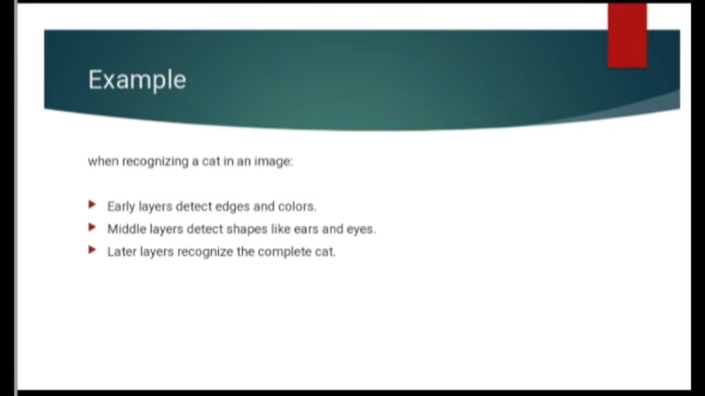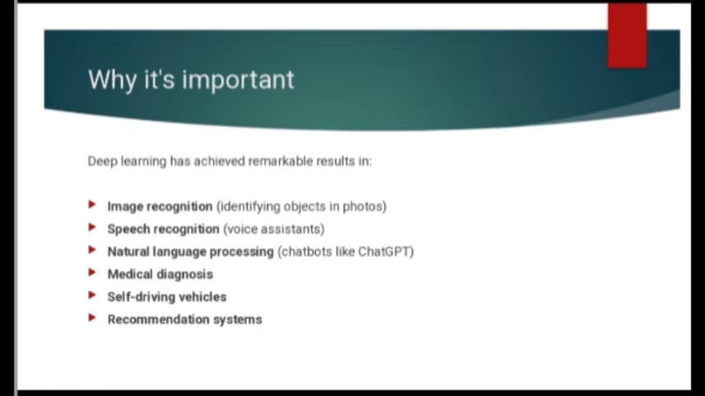Here we can see an example. When recognizing a cat in an image, first, in the input layer, it detects the edges and colors. In the next layer, that is the hidden layer or middle layer, it detects shapes like ears and eyes. Later, it recognizes the complete cat. Now we can move on to the next slide. So why is it important? Deep learning has achieved remarkable results in image recognition, speech recognition, natural language processing, medical diagnosis, self-driving vehicles, and recommendation systems.